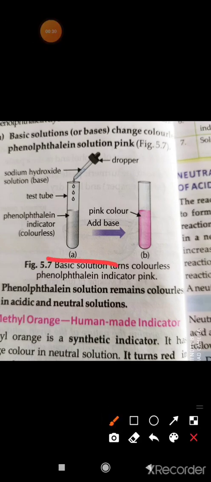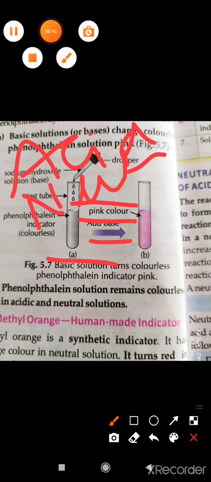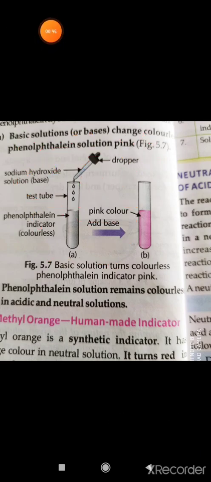Phenolphthalein is a colorless indicator, and it gives a pink color in the basic solution, and it remains colorless in the acidic solution and neutral solution. So phenolphthalein is a synthetic, man-made, colorless indicator. It gives a pink color in the basic solution, and it remains colorless in the neutral and acidic solution.